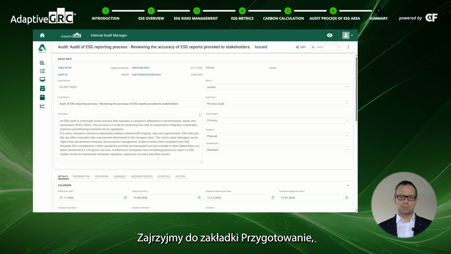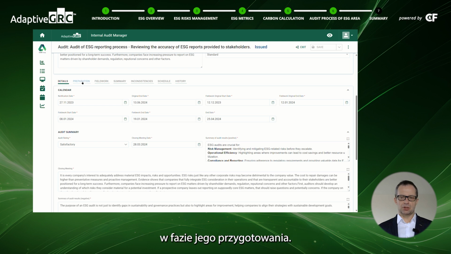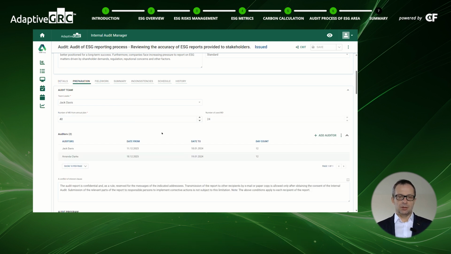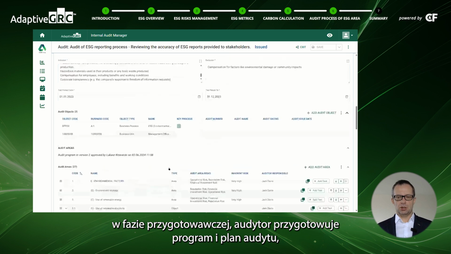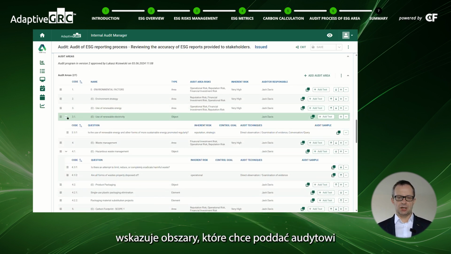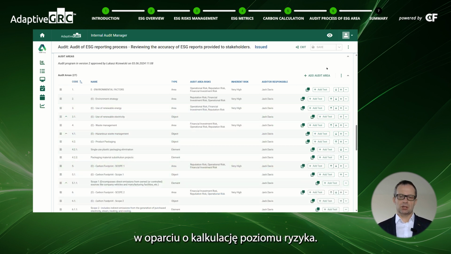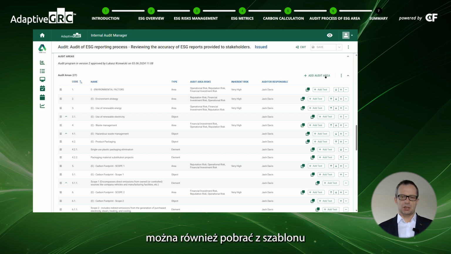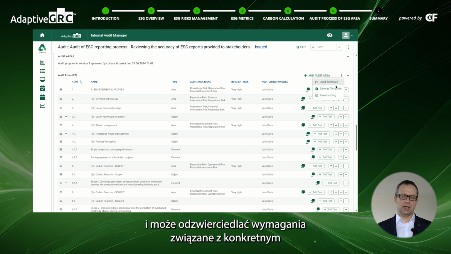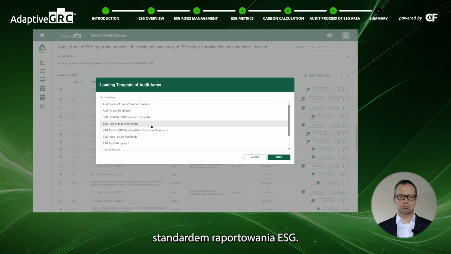Let's have a look at the Preparation tab, which is filled in during the audit preparation phase. During the audit preparation phase, the auditor prepares an audit program and plans the areas he or she wants to audit based on the risk score calculation. The audit program can also be downloaded from a template and can reflect requirements related to ESG reporting standards.